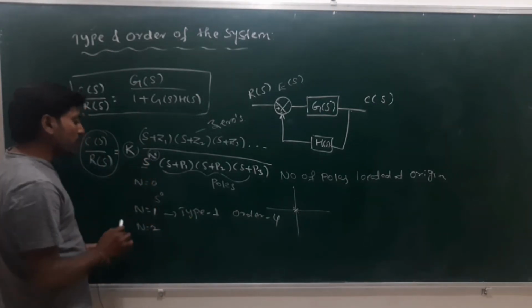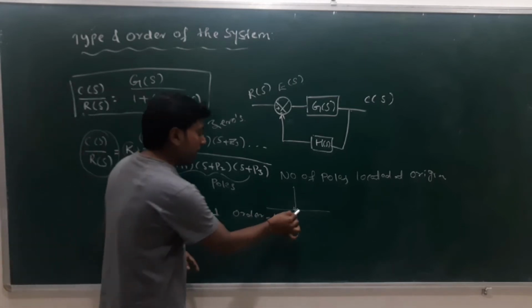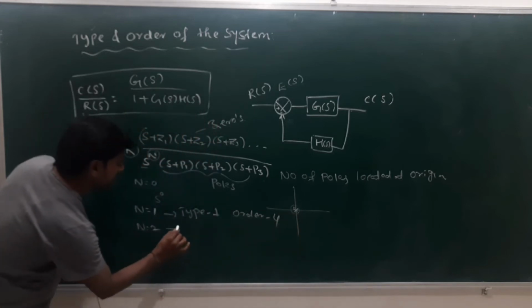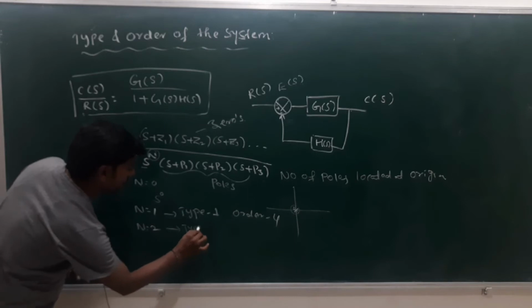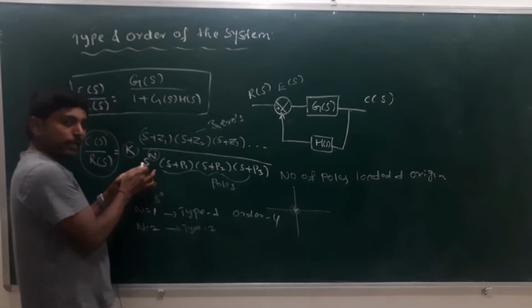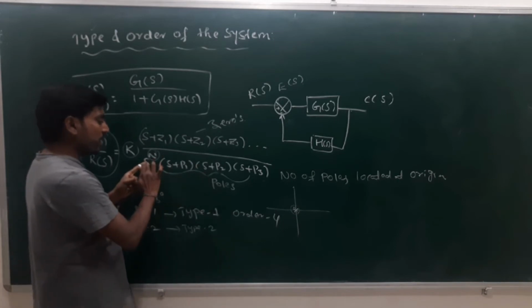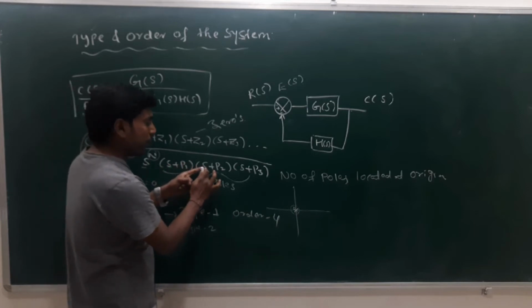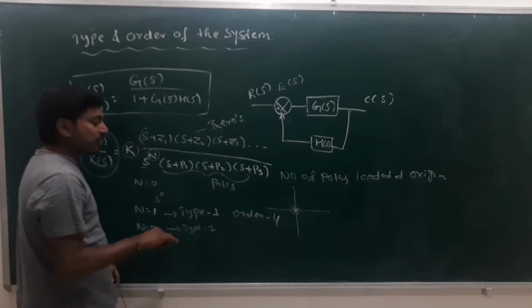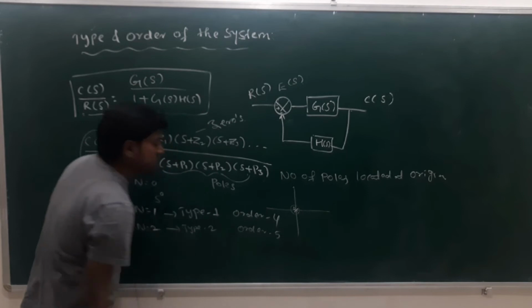In case n is equal to 2, how many poles are located at the origin? 2 poles are located at the origin, so the system is type 2. Multiplying these poles, we get s square, s cube, s power 4, s power 5. The highest degree is 5, so the order of the system is 5.